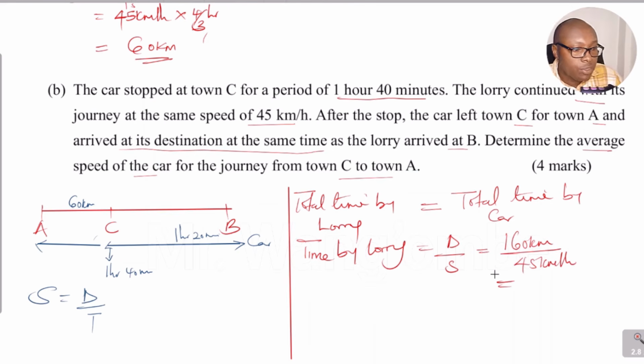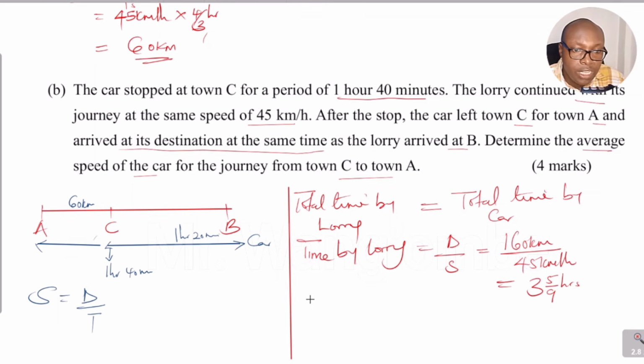So this gives 160 divided by 45. This gives 3 and 5 over 9 hours. That is the total time taken by the lorry. And that is what is going to guide us, because the car has to spend that time from B to A. It has to spend that.